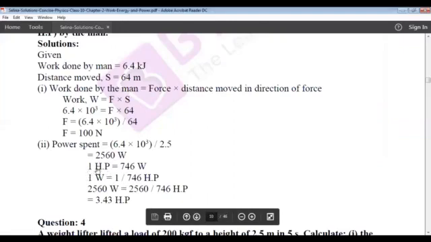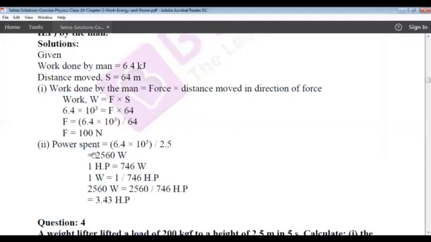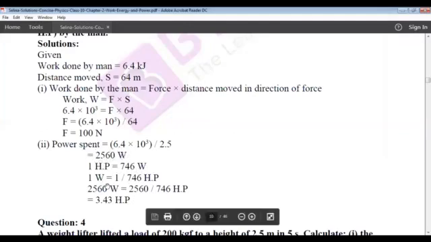So we know that 1 horsepower is equal to 746 watt. So we need to find 2560 watt is equal to how many horsepower. You need to transform this and do the cross multiplication, and finally you will get the answer as 3.43 horsepower.